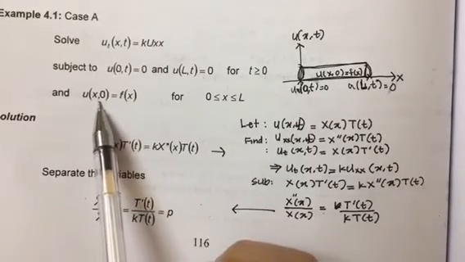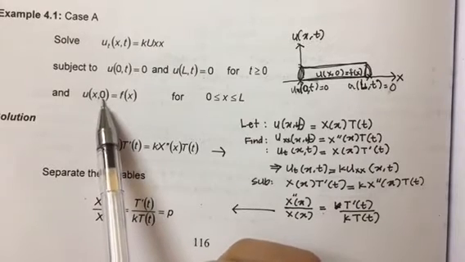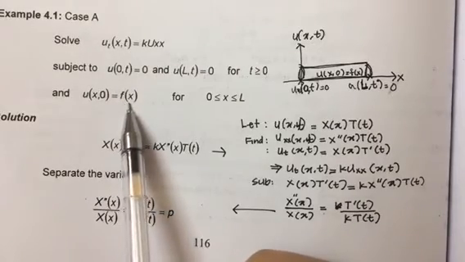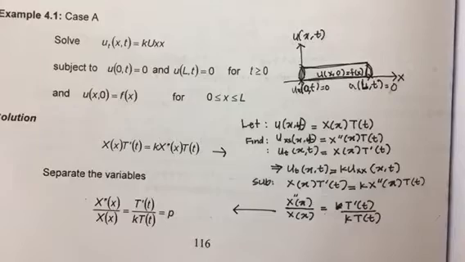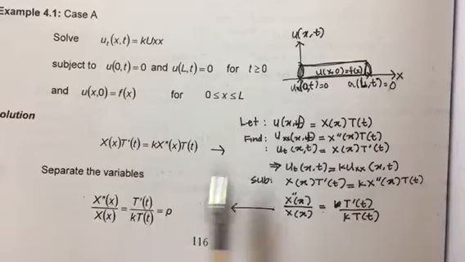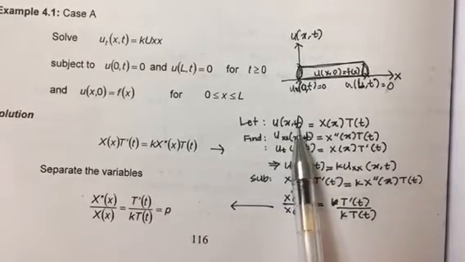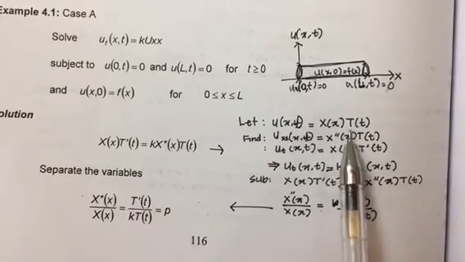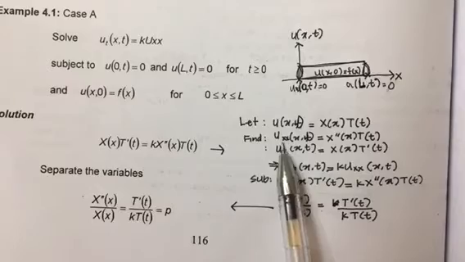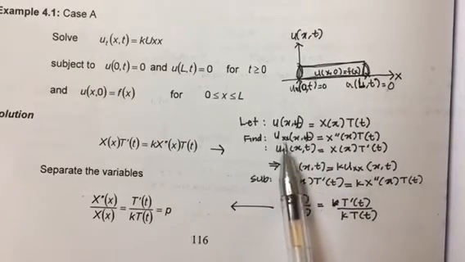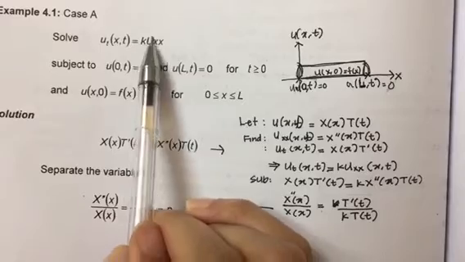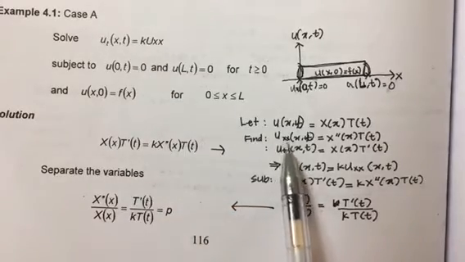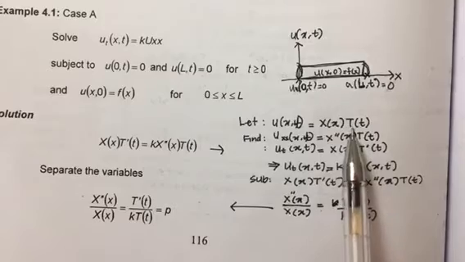u(x,0), this is the initial condition. At t equal to 0, the temperature is given equal to f(x). Okay, so to answer this question, first we write u(x,t) in terms of X(x) times T(t). And then we find u_xx, because here we have u_xx, so that's why we need to find u_xx in terms of X and T.